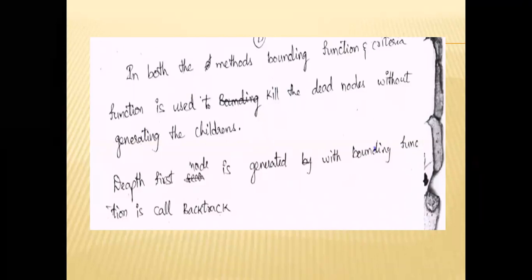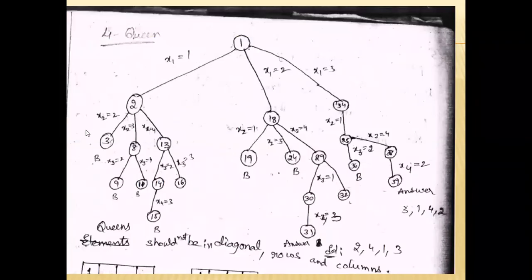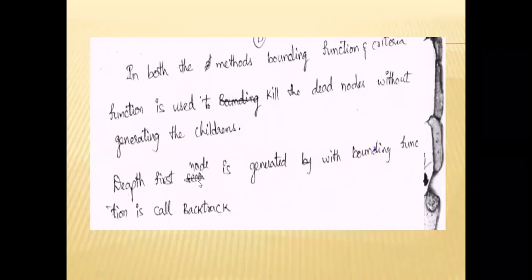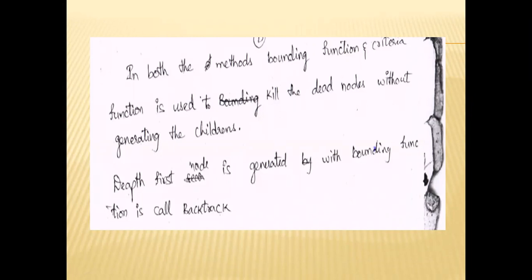So tomorrow we'll discuss how to generate the children and how to find the answer node in the solution space tree by using the criteria function and live node, dead node and expanded node. Tomorrow we'll discuss how to search for the answer node in the solution space tree, either for the 4-queens problem or the subset problem, by using the backtracking method.